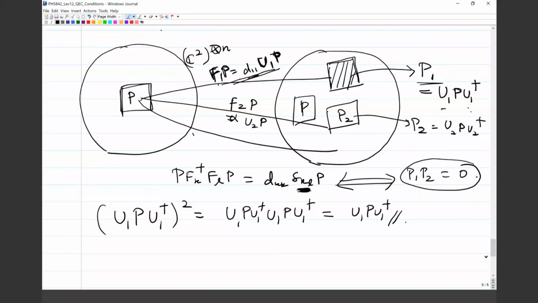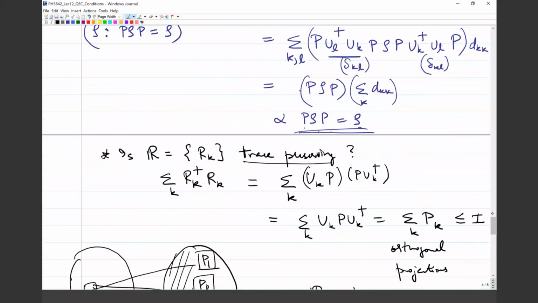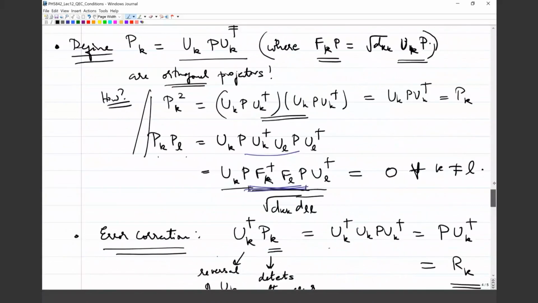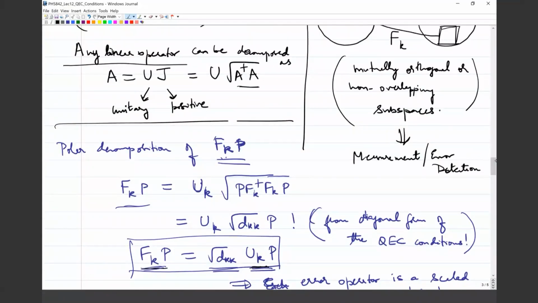And what is the significance of F_k and F_l being the same? That's where I got the unitarity part. When k and l are the same, then F1 dagger F1 P is d11 P. So when I do a polar decomposition of this, this is the term that sits inside the square root of the polar decomposition, and that becomes a number simply because of this error correction condition. Yes, ma'am. Okay, got it.